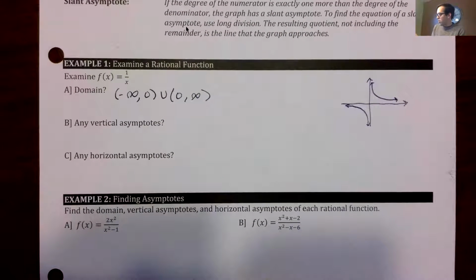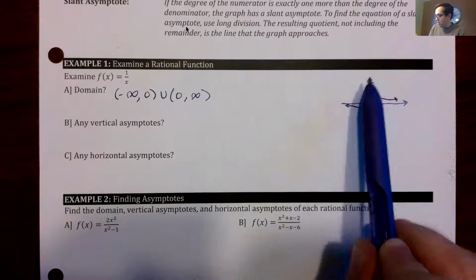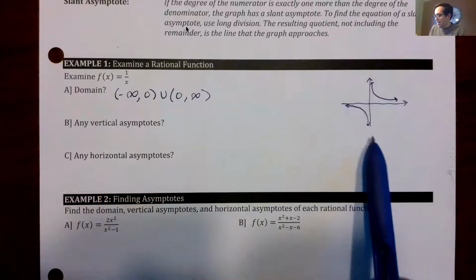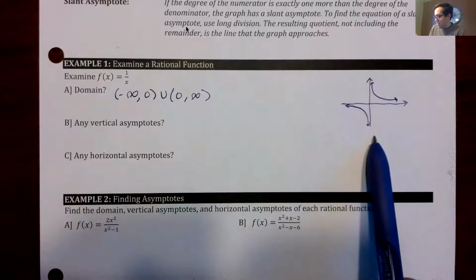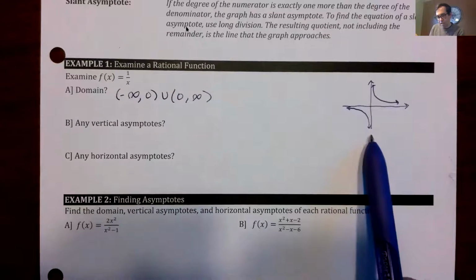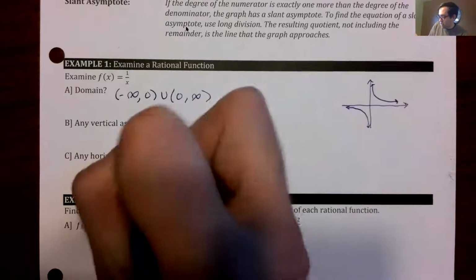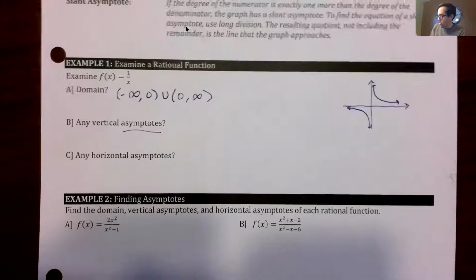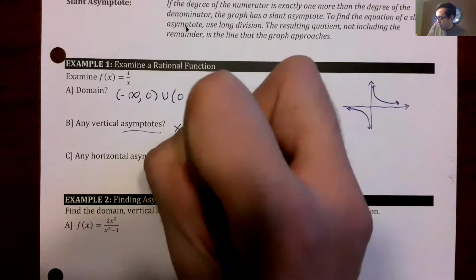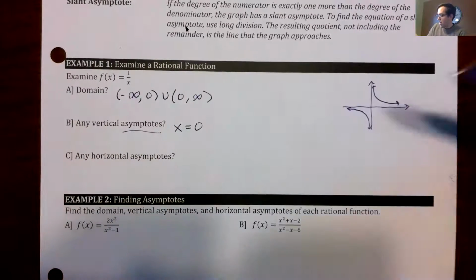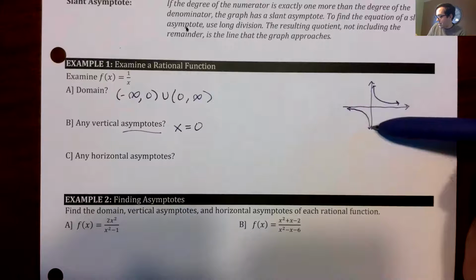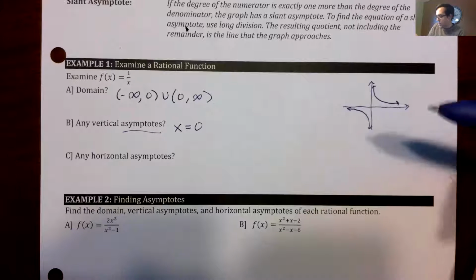There are vertical asymptotes here. So vertical asymptote, remember, is vertical meaning straight up and down. And like we just said, that y-axis right there, this curve is going to approach it and get closer and closer to it forever, but never actually touch it. And that's the definition of an asymptote. So that y-axis has an equation of x equals 0. Every point on the y-axis has an x value of 0.